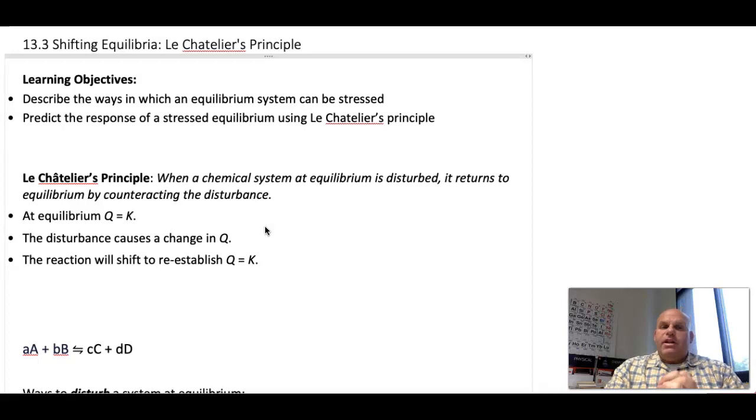In this video, we're going to take a look at shifting equilibria, particularly Le Chatelier's principle. Please pause the video to copy your learning objectives in your notes.